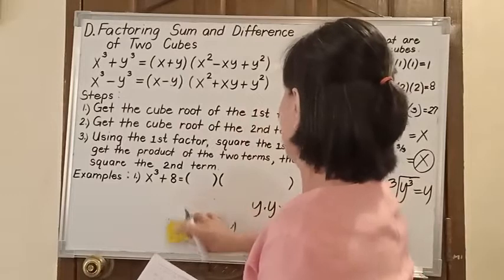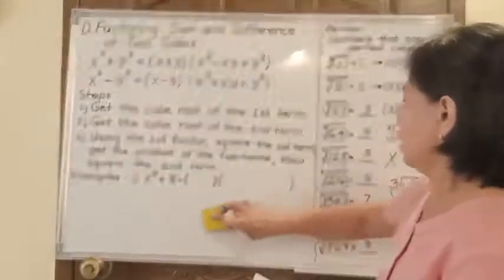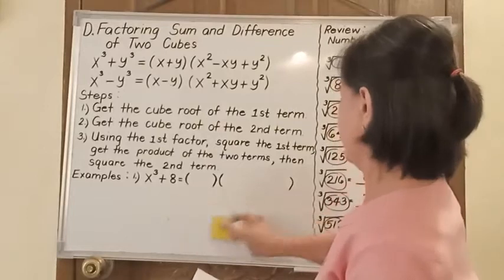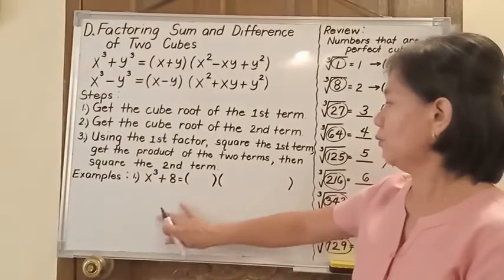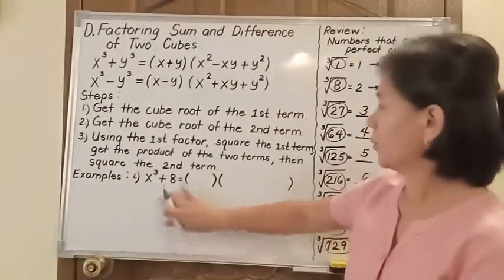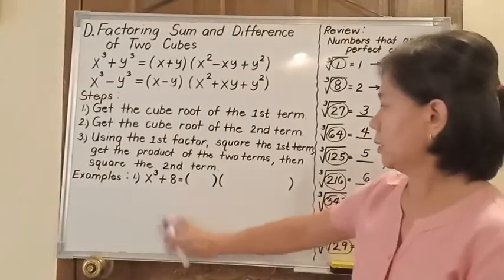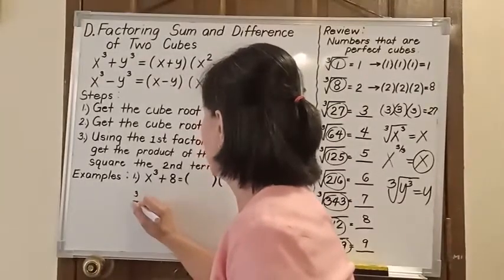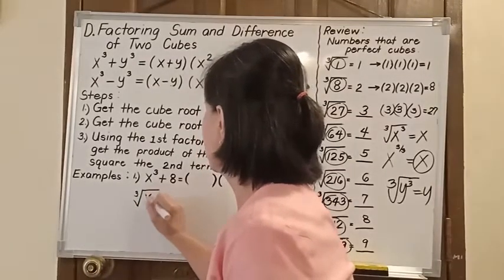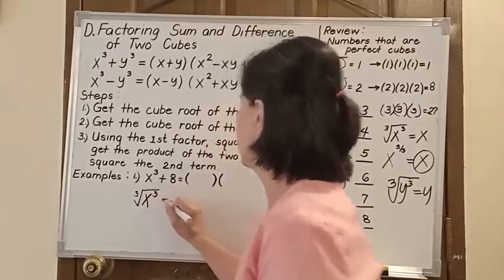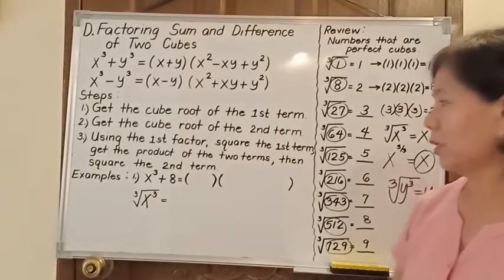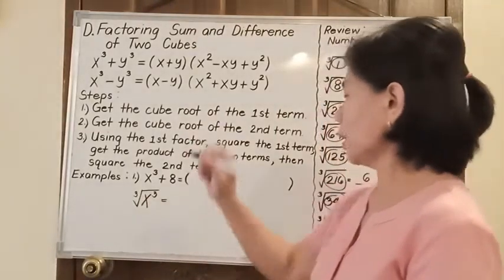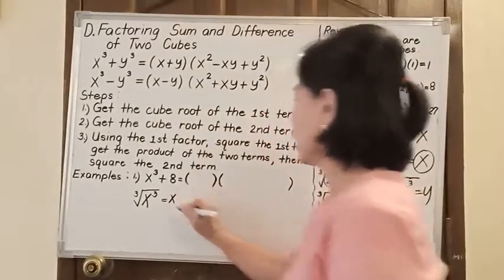Let us try other examples. Okay, given we have x cubed plus 8. Our first term is x cubed, second term is 8. Let us get the cube root of x cubed. What is the cube root of x cubed? So, again, just divide the exponent by 3. 3 divided by 3 is 1, therefore the cube root is x.